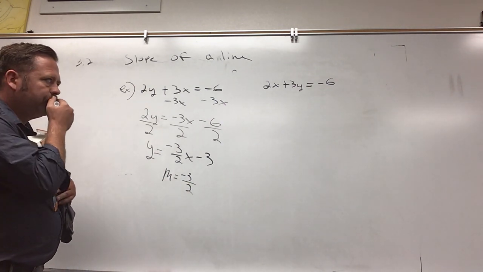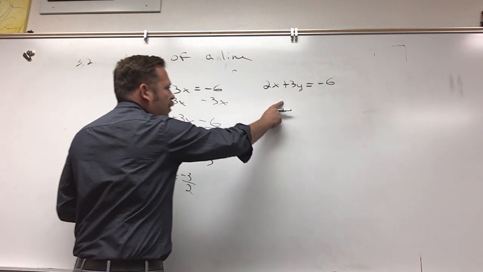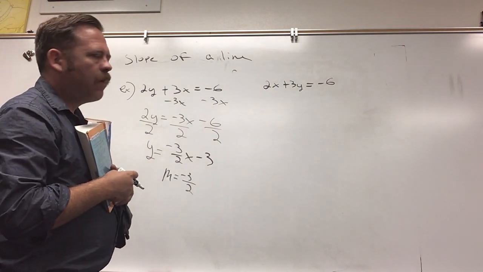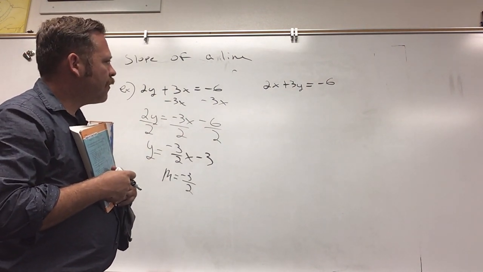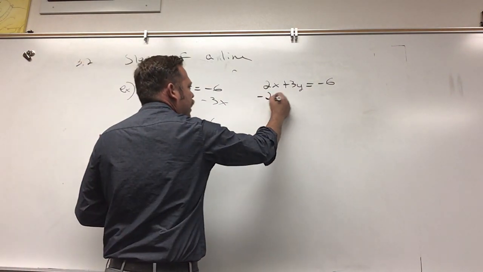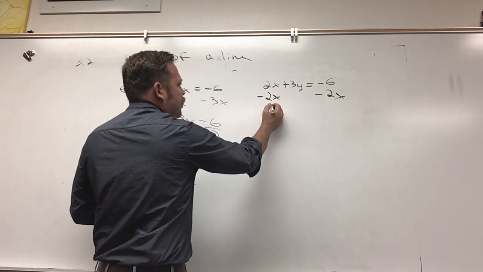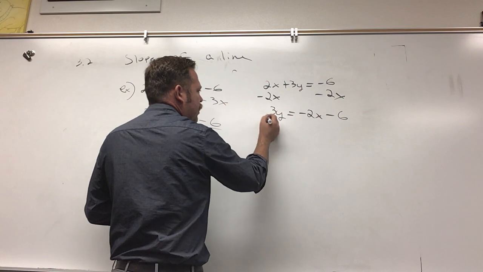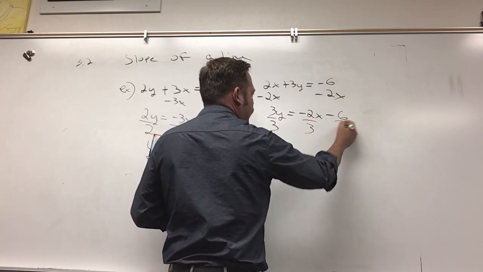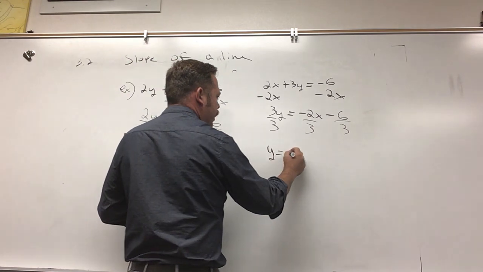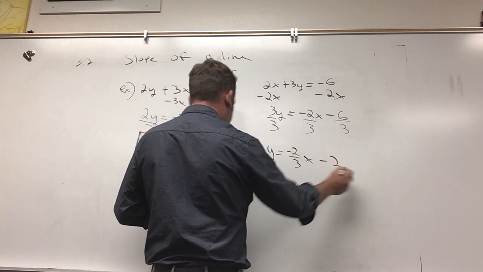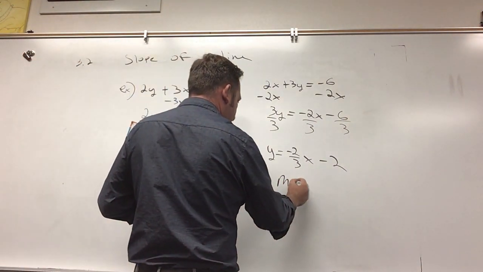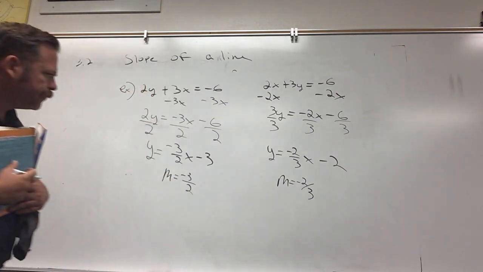All right, let's try this one. To get y by itself, remember this is a literal equation, we did this in unit 2, where we solve for a specified variable, but here we're solving for y. So subtract 2x, so 3y equals negative 2x minus 6, divide by 3, divide by 3, divide by 3. y equals negative 2/3 x minus 2. So m equals negative 2/3.